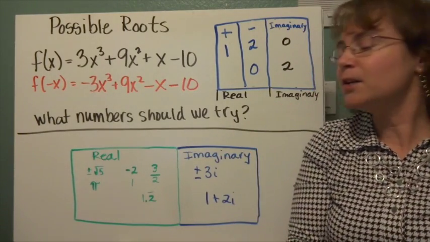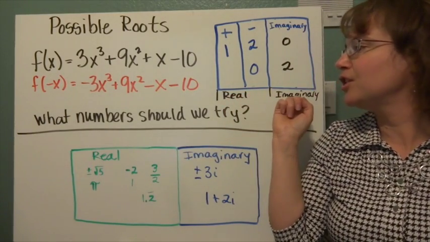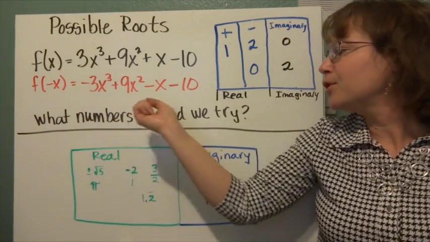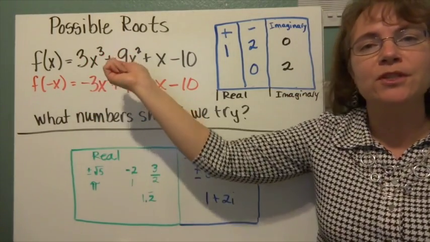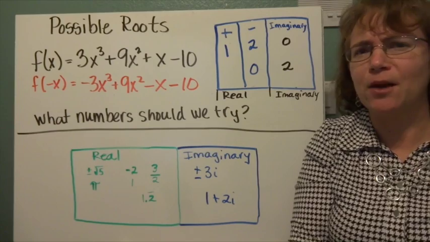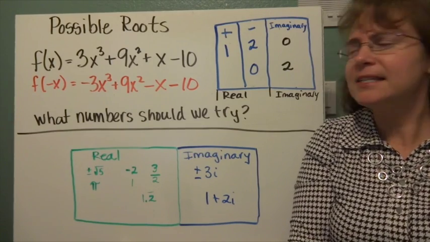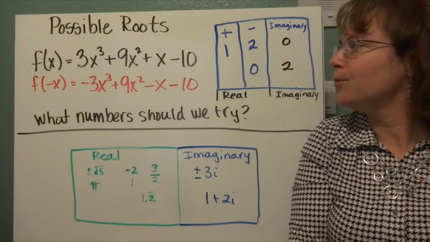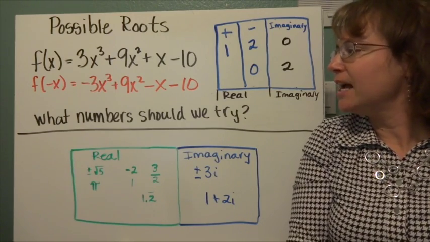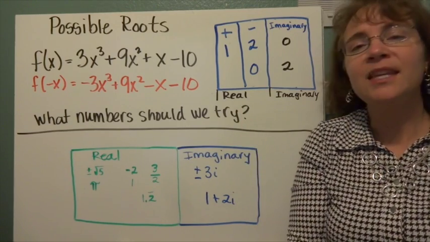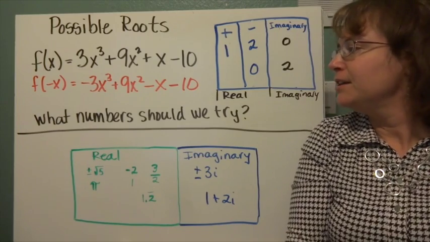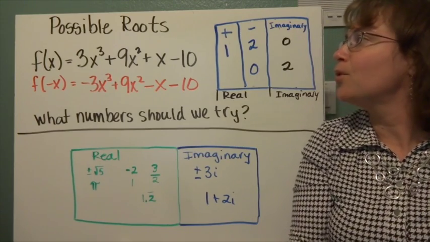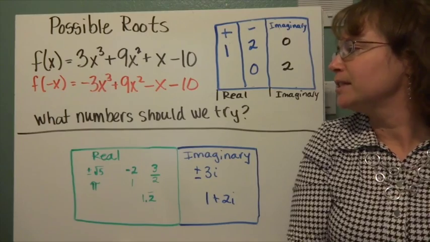Now this tells us a little bit about our real and imaginary roots. What numbers should we try to figure out what the roots are? Of course we want to try things like 1 and 2, some nice numbers, but we know we could have square roots in there that are also roots. And so our next thing we're going to explore is a different kind of number that's going to tell us a little bit more about the possible roots.